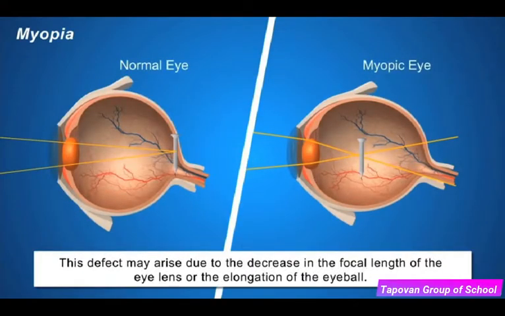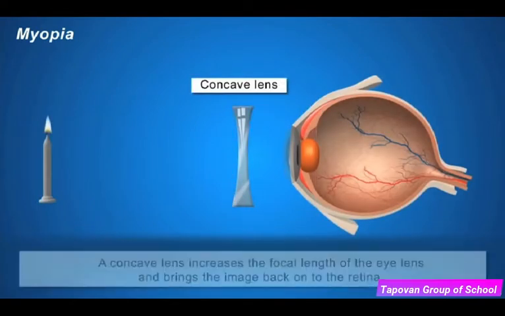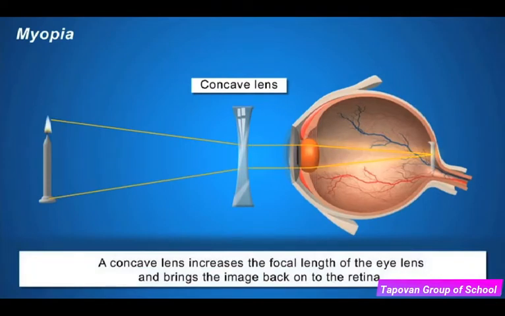This defect may arise due to the decrease in the focal length of the eye lens or the elongation of the eyeball. This defect can be corrected by using a concave lens. A concave lens increases the focal length of the eye lens and brings the image back on the retina, and thus the defect is corrected.